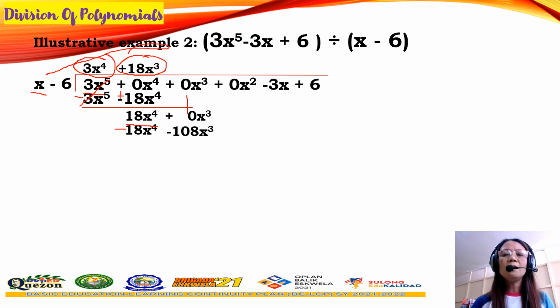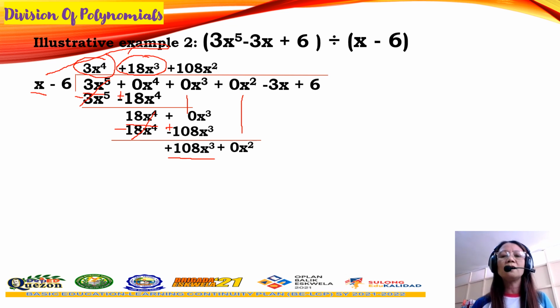Change the sign, positive will become negative, and negative will become positive. Then, do the operation. Cancel ito ngayon. Parehong positive, so add, that is 108x cubed. Bring down the next term, 0x squared. Then, ito na uli ngayon ang ating dividend. 108x cubed divided by x is 108x squared.